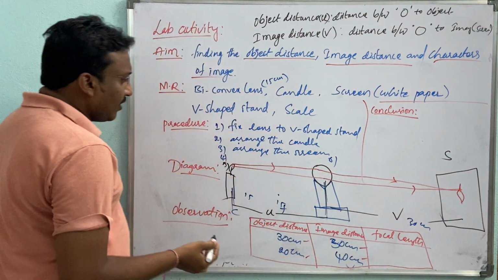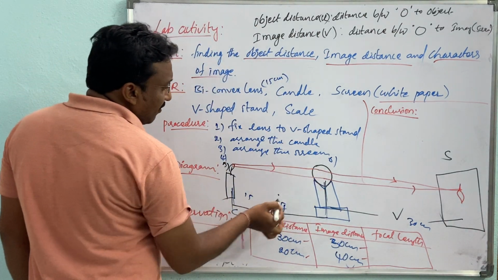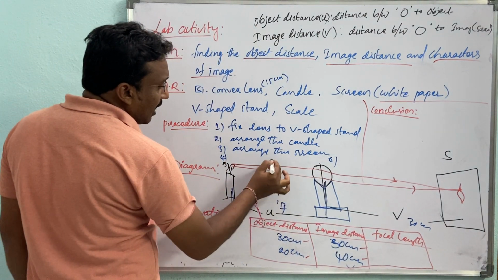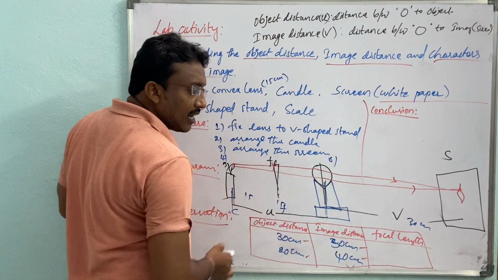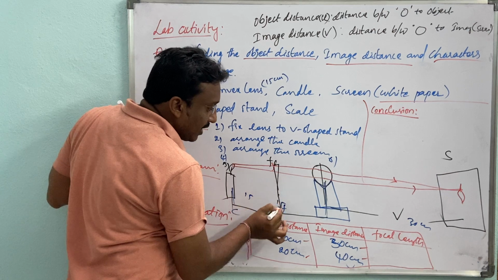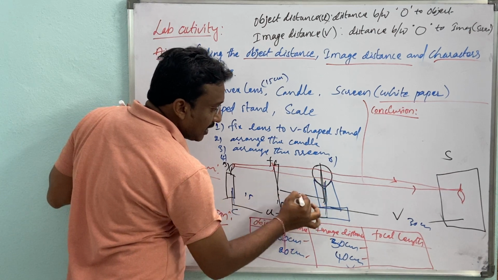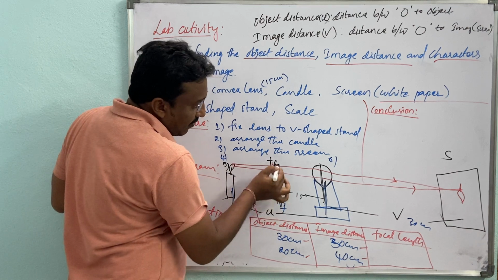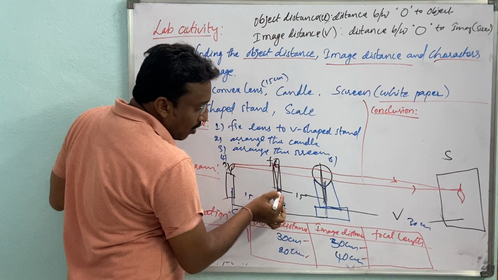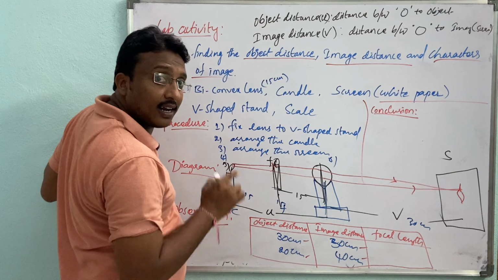When we arrange the object between the focal length and beyond, or even on the focus, we will get the real image. For example, if 15 centimeters is the focal length, and we arrange the object on the focal length, we can get a real image.